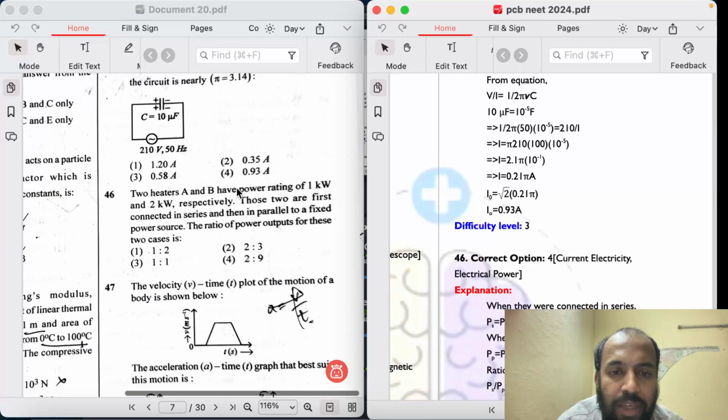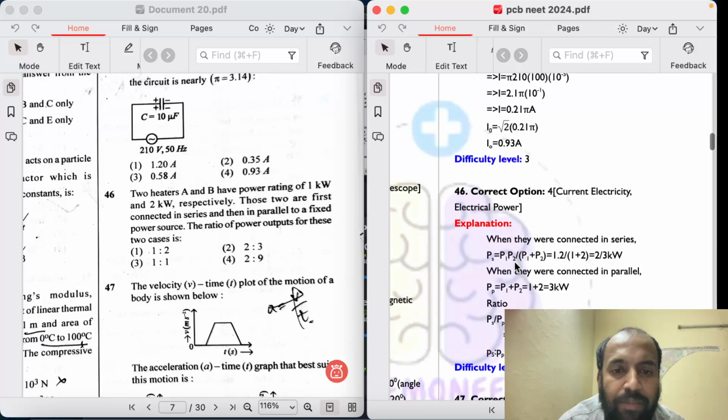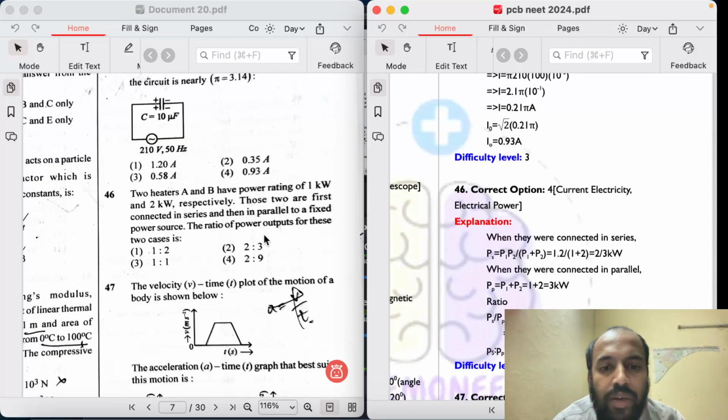Two heaters A and B have power ratings of 1 kilowatt and 2 kilowatt respectively. Those two are first connected in series and then in parallel to a fixed power source. The ratio of the power output for these two cases is asked. Just like resistors connected in series and parallel, for two power sources in series, we take the reciprocal of these powers, add them up, and then take the reciprocal. So for the series connection, the power would be P1 P2 by P1 plus P2.